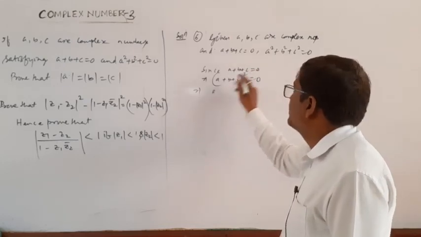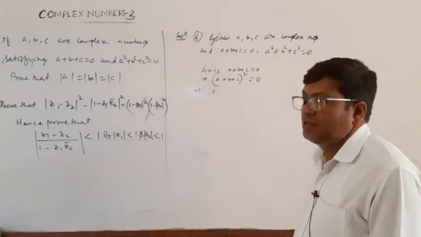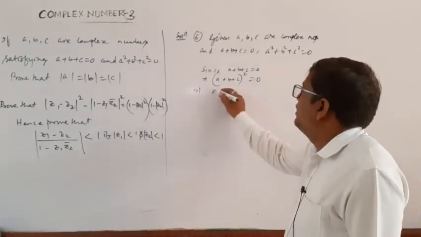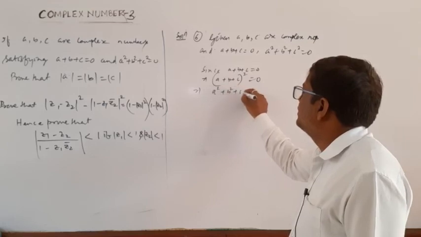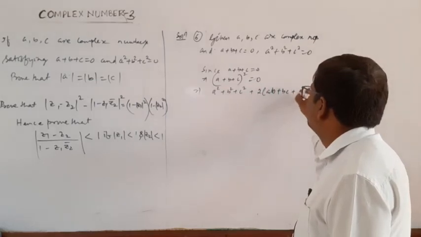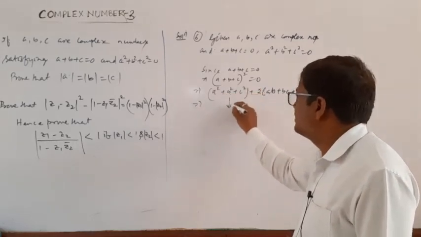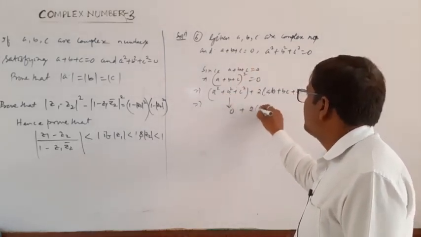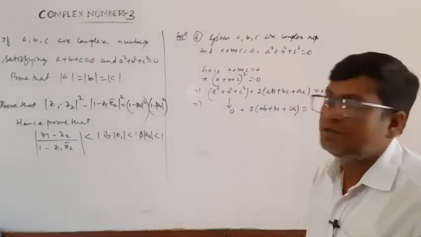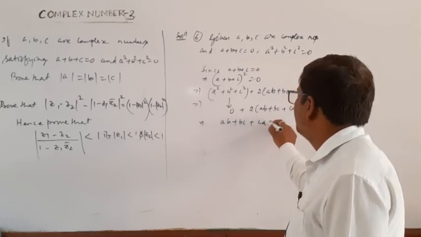So, apply the formula, because A square plus B square plus C square is given. So, A plus B plus C whole square you require. A plus B plus C whole cube cannot be taken because the requirement is not there. So, A square plus B square plus C square plus 2 into AB plus BC plus CA is equal to 0. This part is equal to 0 from the given data. So, 2 into AB plus BC plus CA is equal to 0. Clear? So, AB plus BC plus CA is equal to 0.